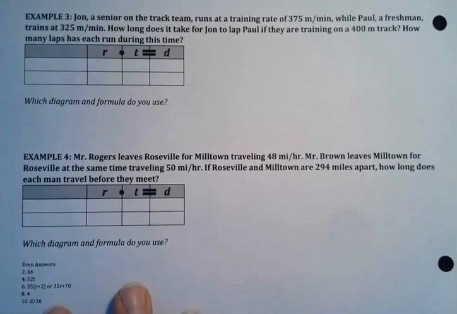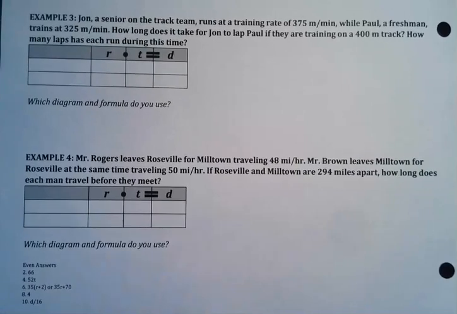Example 3. John, a senior on the track team, runs at a training rate of 375 meters per minute, while Paul, a freshman, trains at 325 meters per minute. How long does it take for John to lap Paul if they are training on a 400-meter track? How many laps has each run during this time?